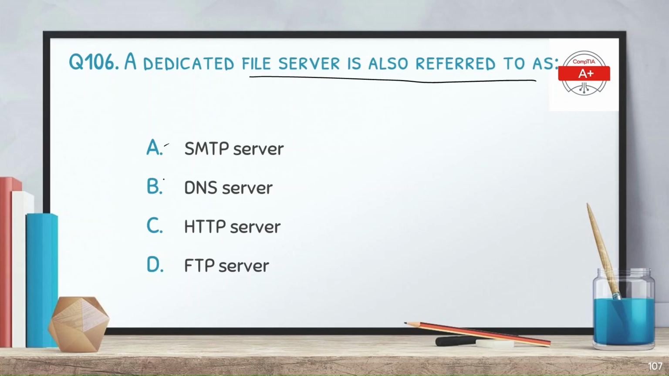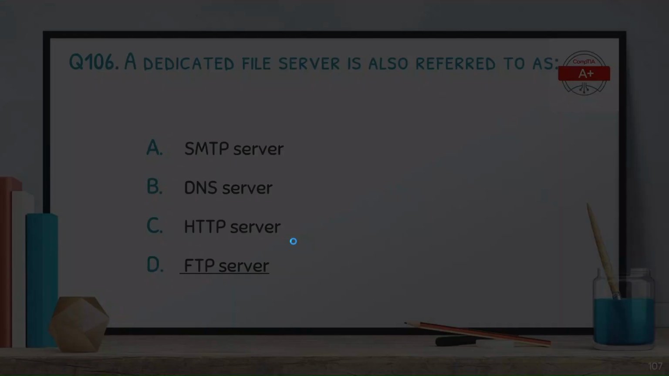Question number 106 is that a dedicated file server is also referred to as, and the options are A, SMTP server, B, DNS server, C, HTTP server, and D, FTP server. And the correct option is FTP. FTP is basically file transfer protocol. So as the name indicates, the FTP server is basically the file server.